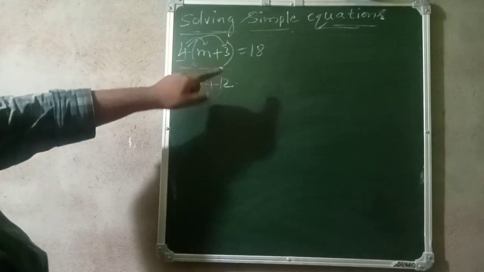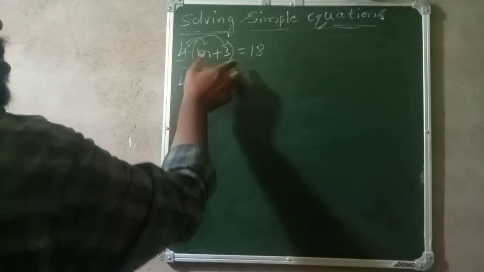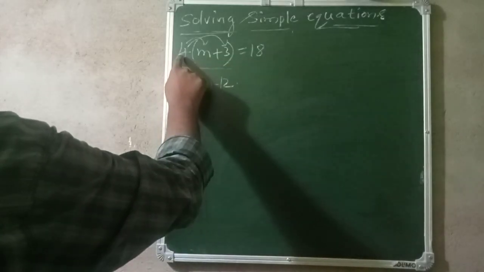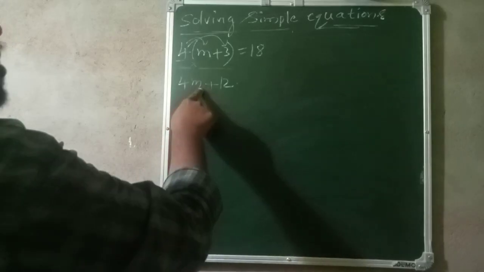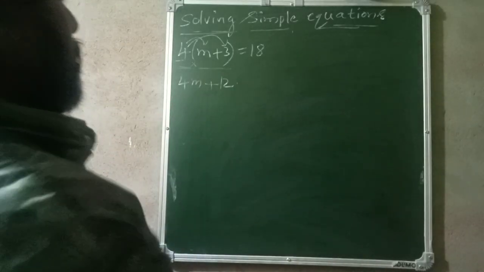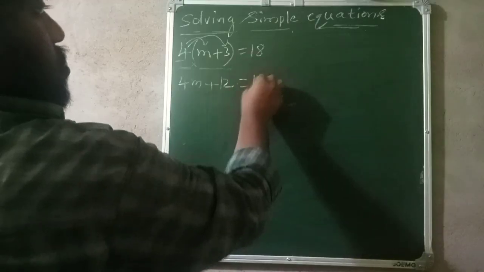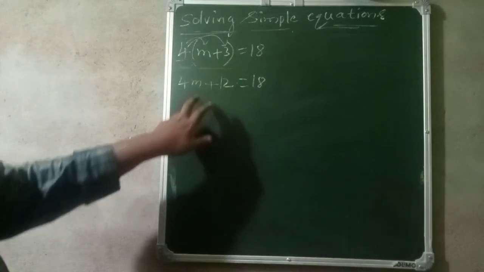Okay, so now the bracket is gone, correct? This bracket is gone because we simplified by multiplying 4 with this m plus 3. So we got this. So now the bracket is gone, so no need to put any bracket. So is equal to 18, you write as it is. Okay. So next, so we want m.